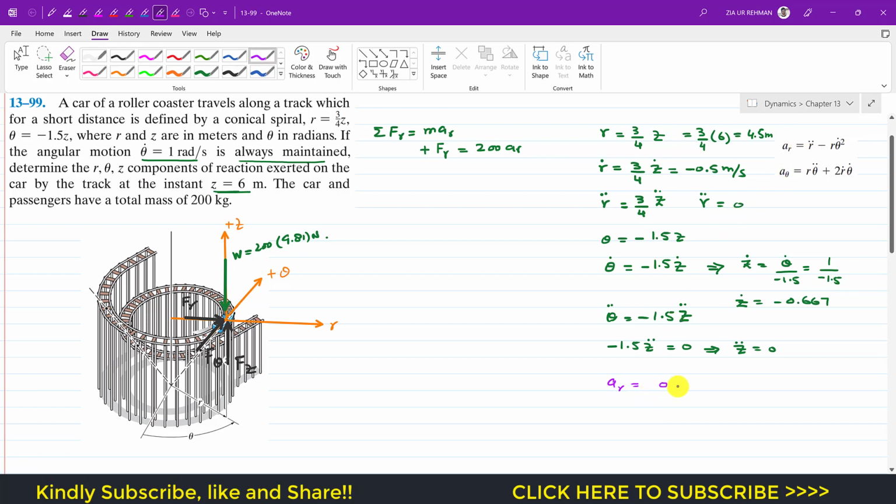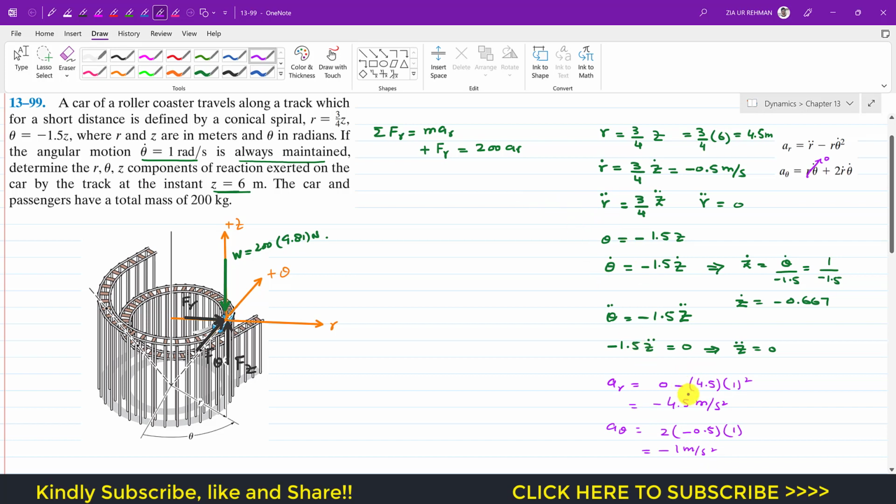So I will write 0 minus r, which is 4.5, and theta dot is given, theta dot is 1. So theta dot square, this is 1 square. So a r is minus 4.5 meter per second square. Similarly, we can find a theta using that equation. So again, theta double dot is 0. So we are left with 2, and r dot is minus 0.5, and theta dot is 1. So this will give us minus 1 meter per second square.